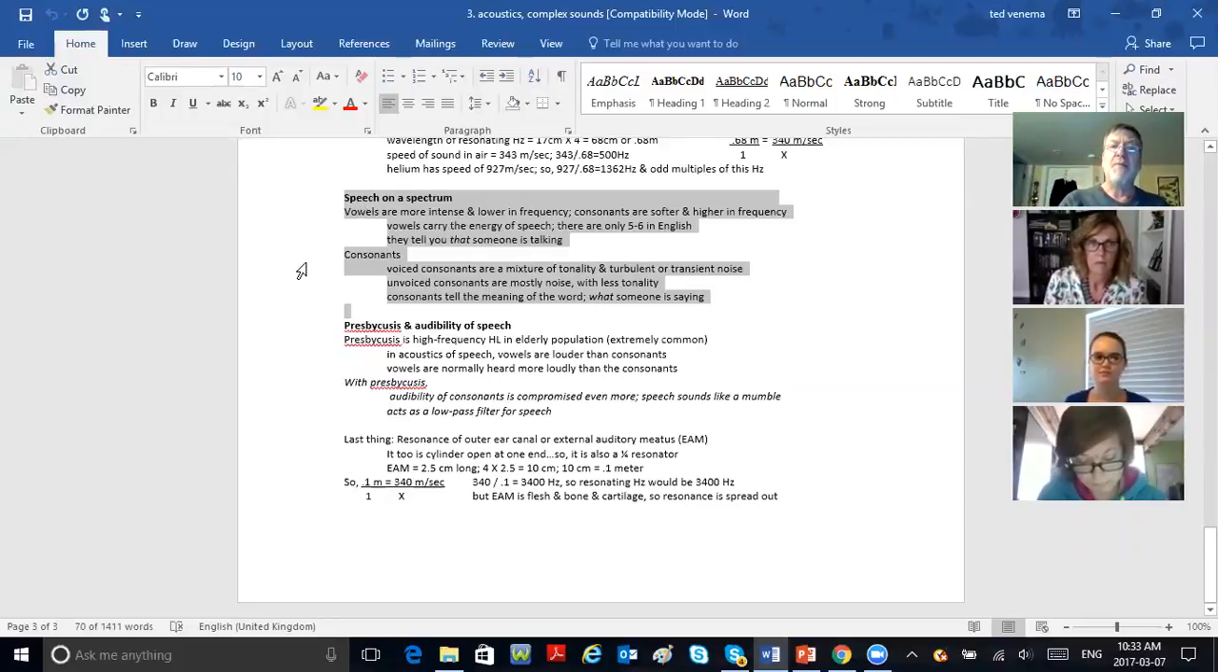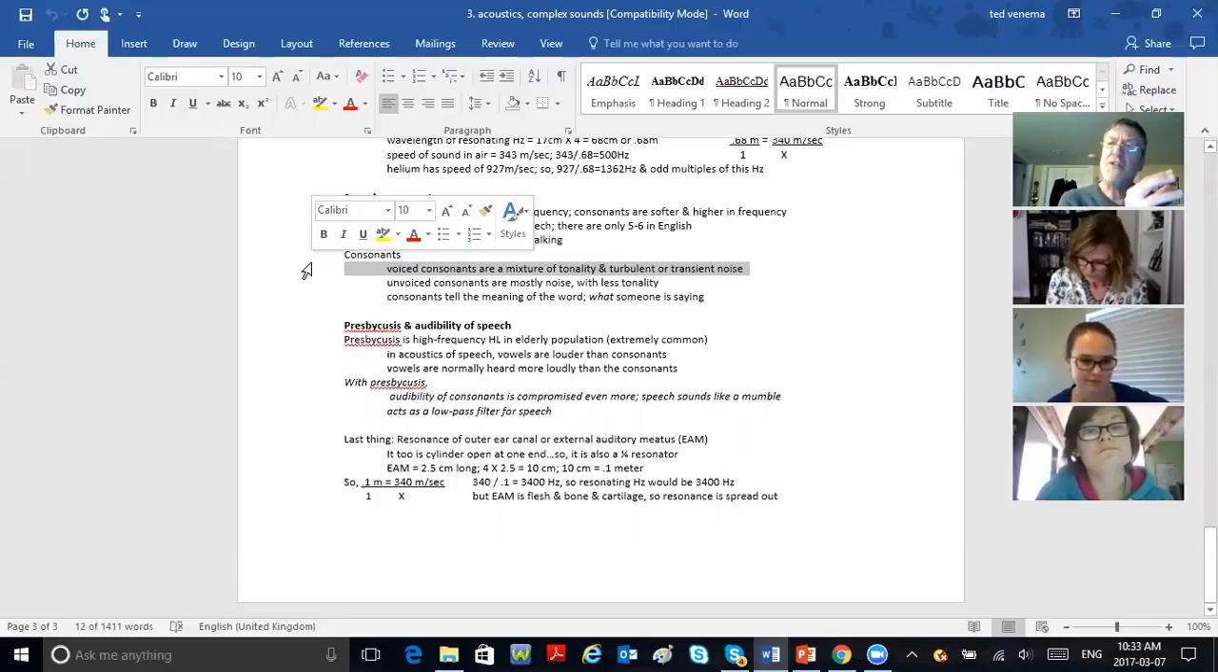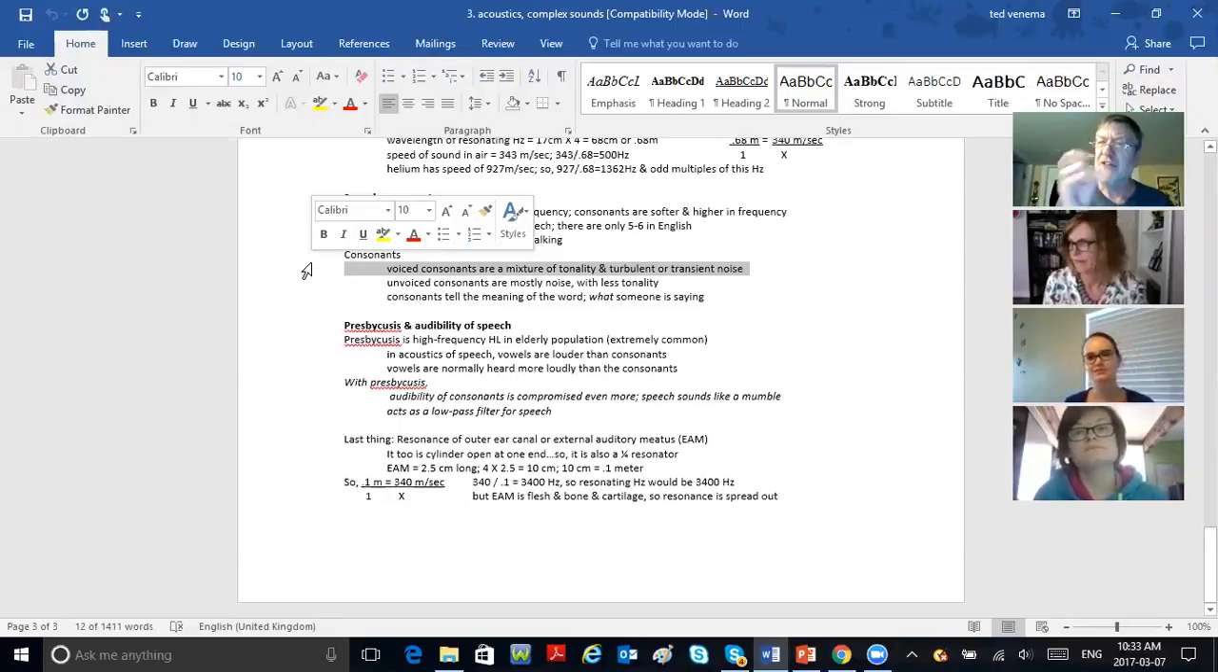Consonants tell you what the word is. Voiced and unvoiced consonants together tell you what the word is. Sit, hit, pit, mit, kit. I'll say a bad one. Shit, okay? It's the high-pitched and voiced consonants that tell you what the word is.